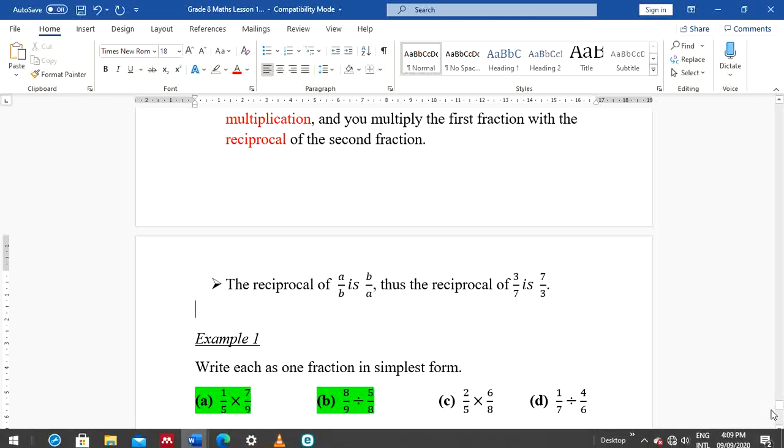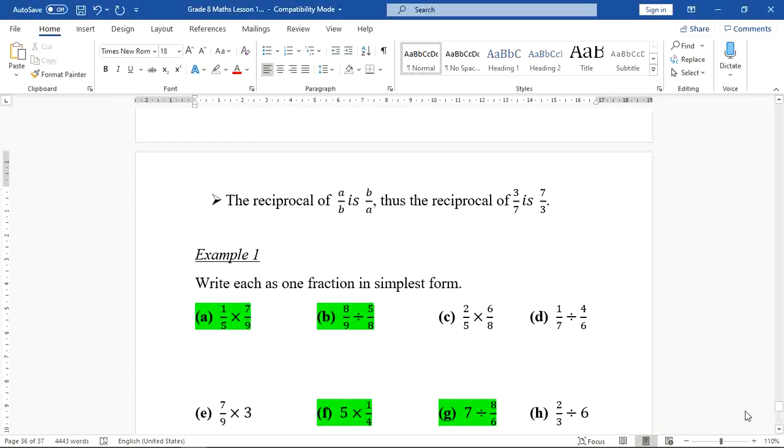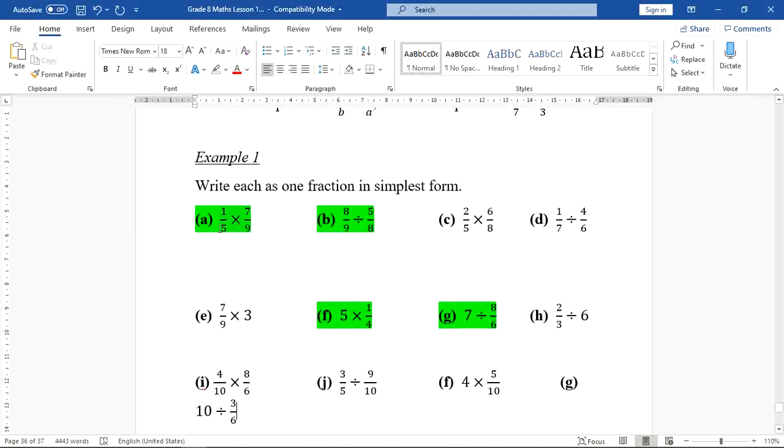Okay, so let us look at this example number 1. I'm going to do the ones that I highlighted green. I'm going to do A, B, F, and G, and you are going to do the rest. Write the answers in your books, take a picture and share with me on WhatsApp. Please do that.